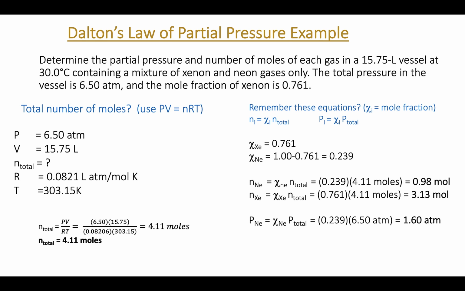Finally, to get the partial pressure, we do really the exact same thing with the total pressure. The neon here is 23.9%. Because it's 23.9%, its partial pressure is 23.9% of the total pressure, and that is 1.6 atmospheres. And we do the same thing with the xenon and obtain 4.90 atmospheres. Again, you can just go ahead and take the total pressure of 6.50 atmospheres and subtract the partial pressure of neon. Because it's a binary mixture, that will work as well, and we get the same answer.